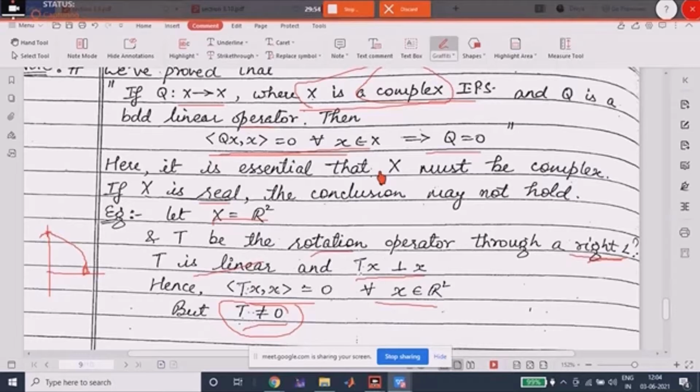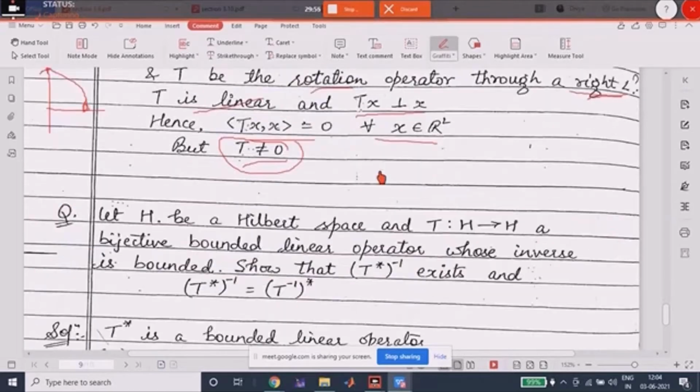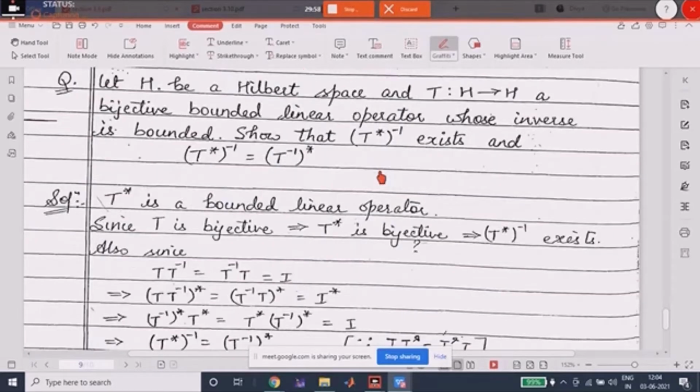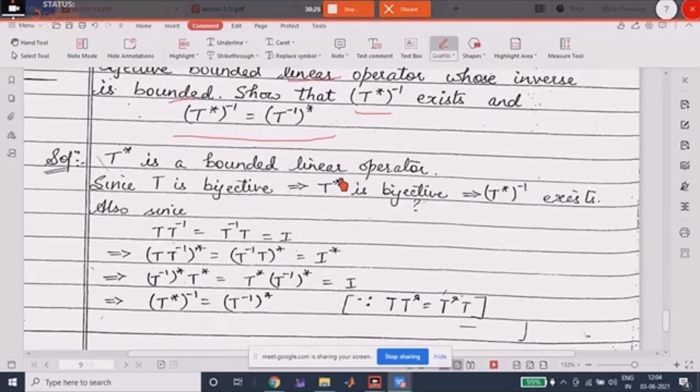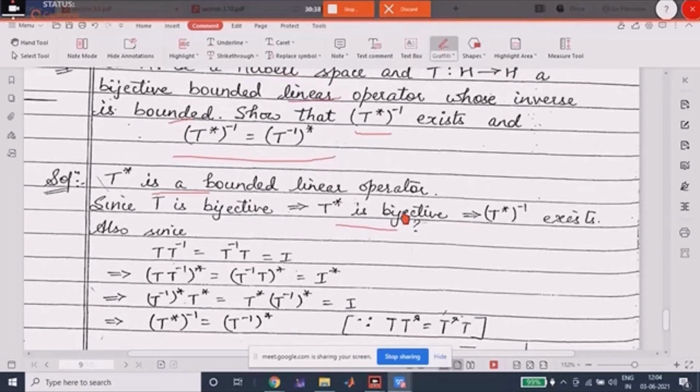Right? So what we had proved was: if x is complex, then this inequality implies q is equal to 0, but this does not hold for x in R square. Now what we are proving is: if H is a Hilbert space and T from H to H is a bounded linear operator whose inverse is bounded, then we have to show that this inverse exists and is equal to the adjoint operator.